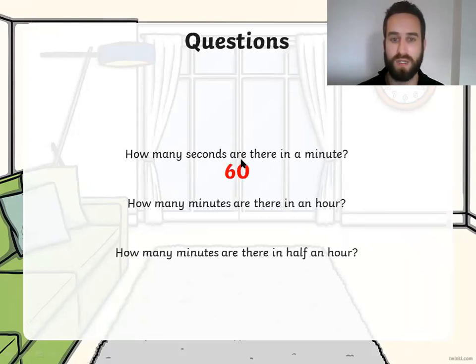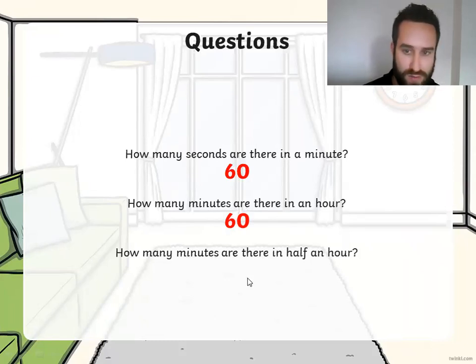60, that's right. How many minutes are there in an hour? Like we said, the same thing, 60. And how many minutes are there in a half an hour? In half an hour, what's half of 60? Half of 60 is 30. Very good.